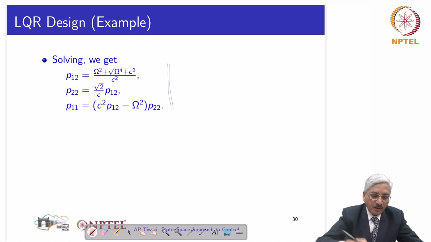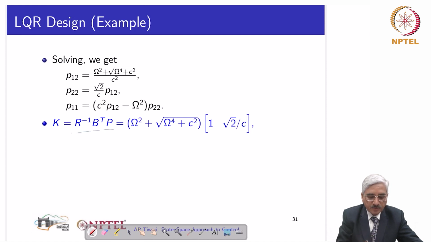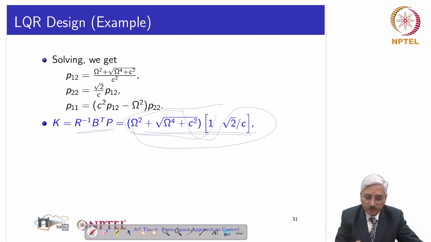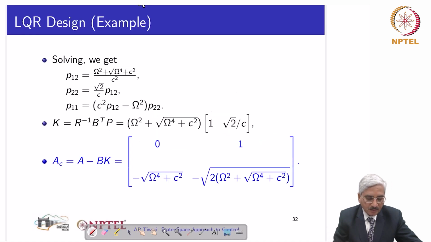And then we obtain K as R inverse B transpose P. After evaluating, we will get this expression. This is K1 and this product is K2. So we get K1 and K2 like this. And so the closed loop system matrix A minus BK we will get like this.